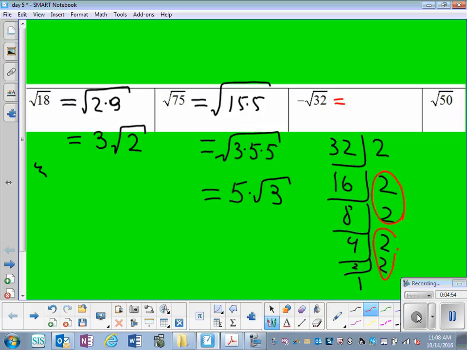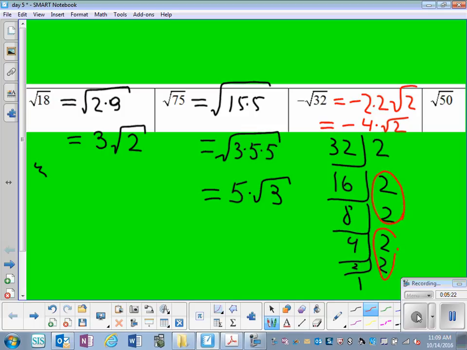So I still have that negative in front, so don't forget about that. Negative 2 times 2 and then the square root of 2, because I still have the 2 left. It doesn't have a pair. But I have to simplify it a little bit more, right? Because I have 2 times 2 here. I can rewrite it as negative 4 times the square root of 2. That's my answer. Okay? So do the next one by yourself.